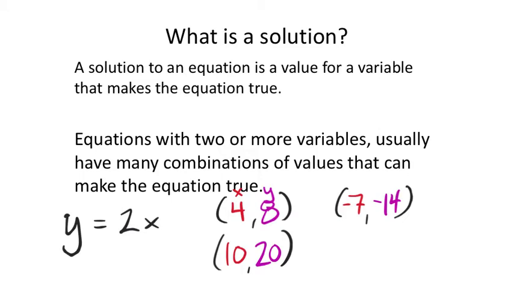There's actually an infinite number of values that would make that equation true. It's just we want to show this in an easy way, and that's where the graphing comes into play, okay? But it's important to remember these ordered pairs and how they relate to the equations. So all these would be, this ordered pair is a solution, this ordered pair is a solution, this ordered pair is a solution to this specific equation, okay?